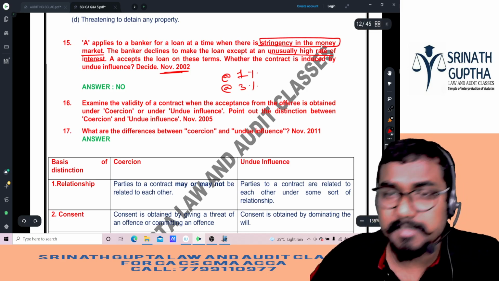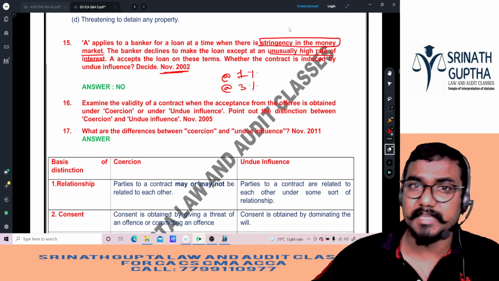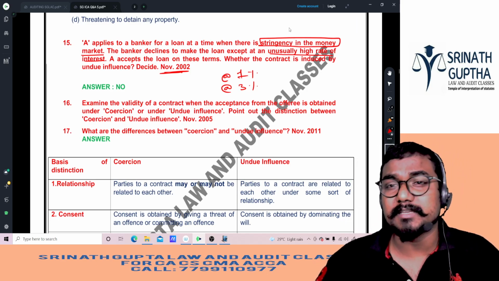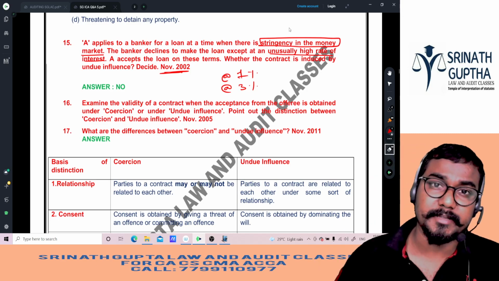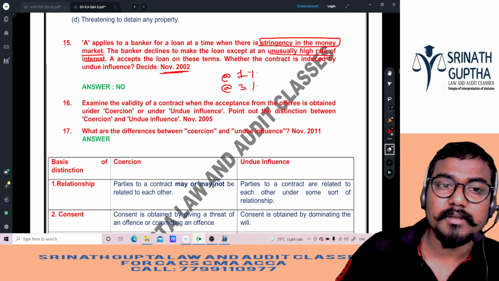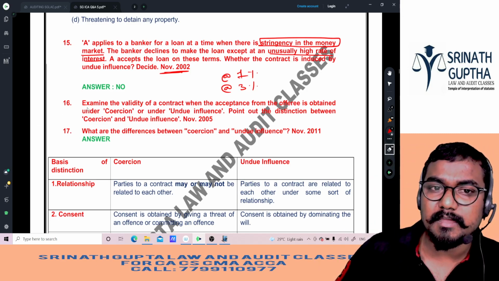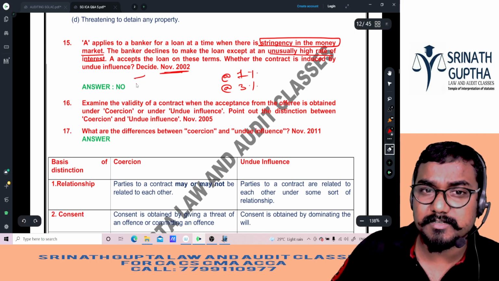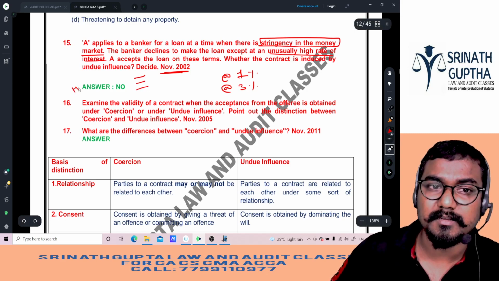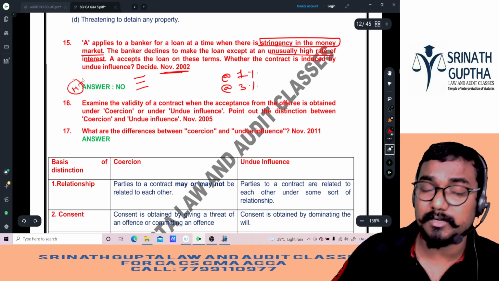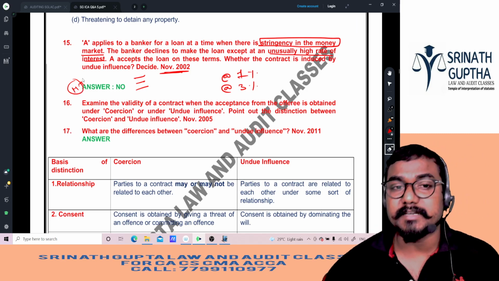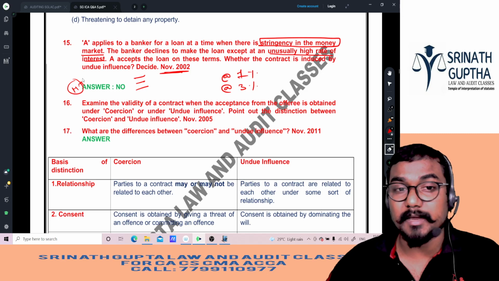The same example is there in our material also. If you observe in our material, the same example will be there under undue influence, if you're reading my material. So next, here we should write beta: step number 1, step number 2, step number 3 is homework. Step number 1, what is undue influence? Step number 2, facts. Step number 3, so it is not undue influence because there is a stringency in the money market.